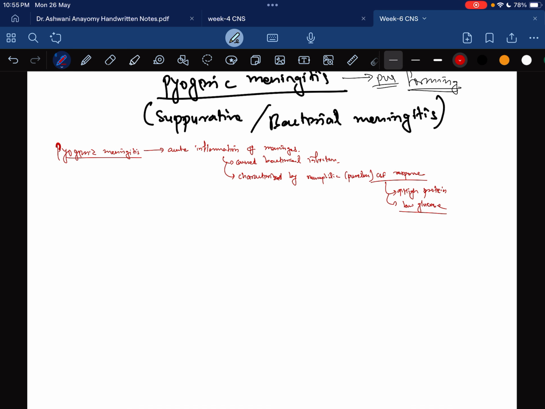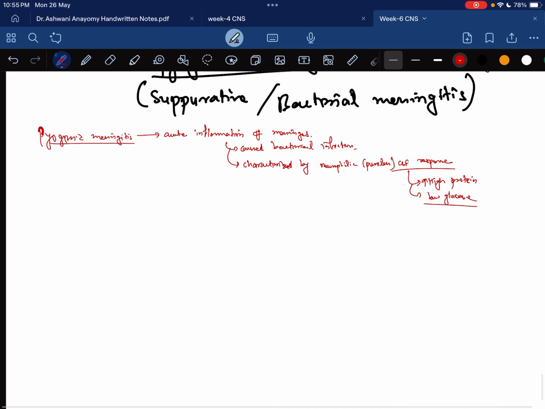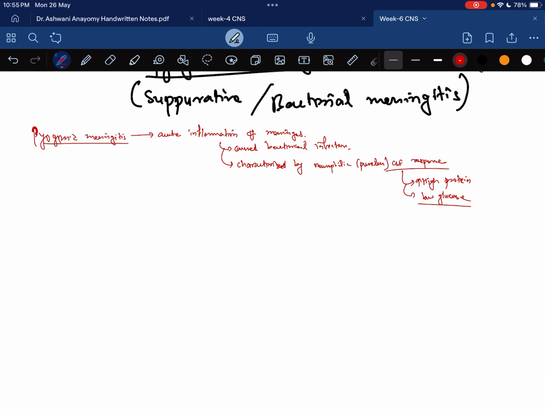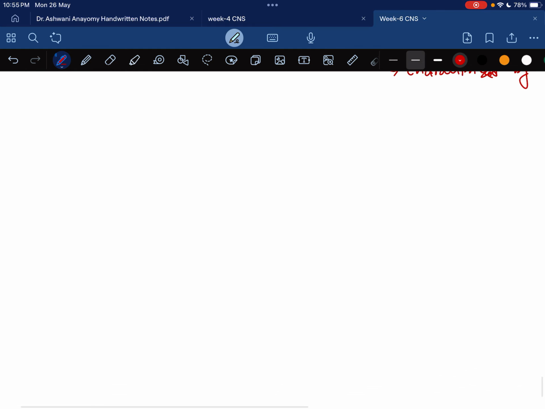We have already discussed the age groups in the previous video: neonate, infant, child, elderly, immunocompromised, or post-natal surgery, and which organism causes this type of infection. So I am not going to discuss this again. I am going to discuss the detailed profile of the organism.